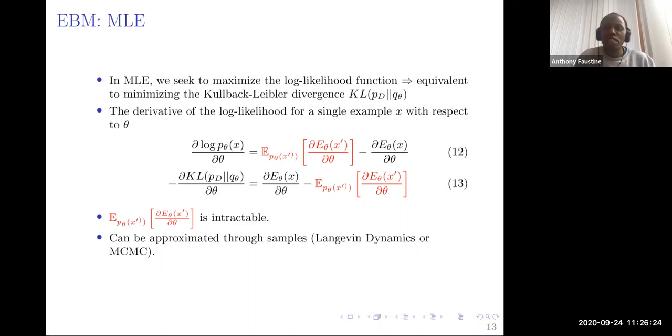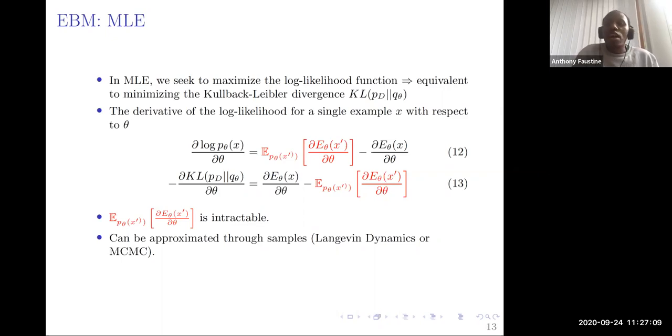Maximizing the log likelihood function in a probabilistic model is equivalent to minimizing the Kullback-Leibler divergence. And if you find the derivative of the log likelihood for the energy function, you end up having this equation 12. And if you take the negative of this, it is equivalent to the log likelihood, which is equal to the gradient of the energy function minus the expectation of the gradient of the energy function, taken over all your data samples. And remember, this expectation is coming from the normalizing constant, which is intractable. However, we could approximate this through samples using, for example, Monte Carlo estimation or Langevin dynamics.